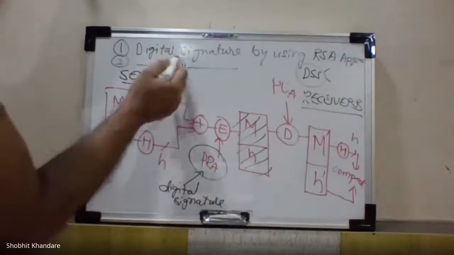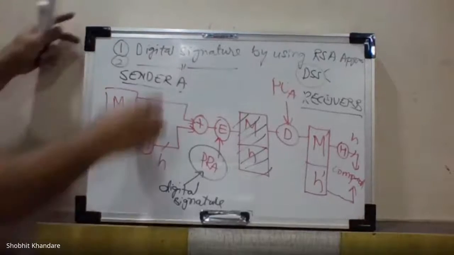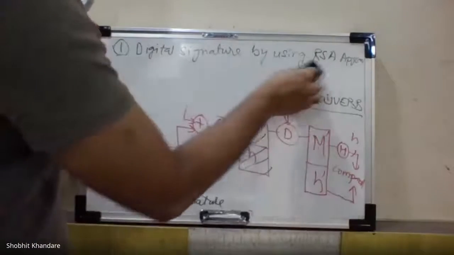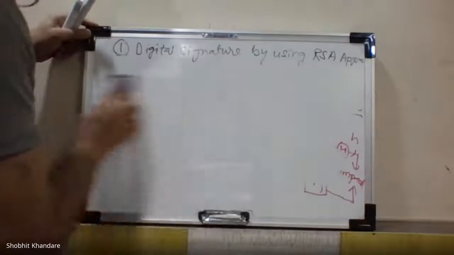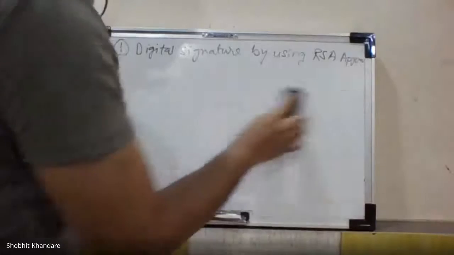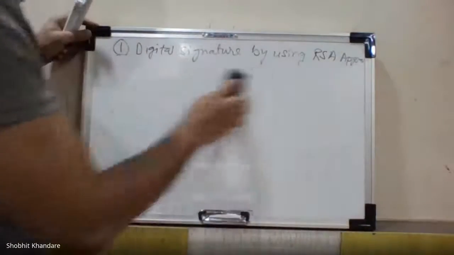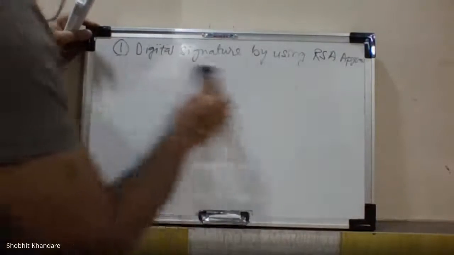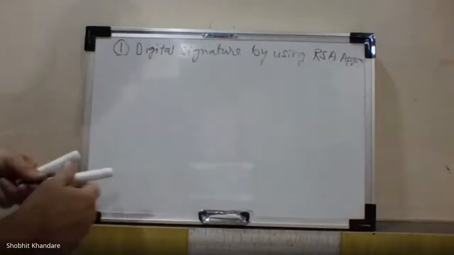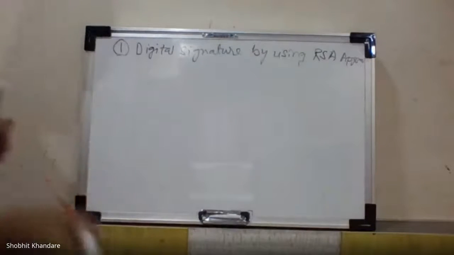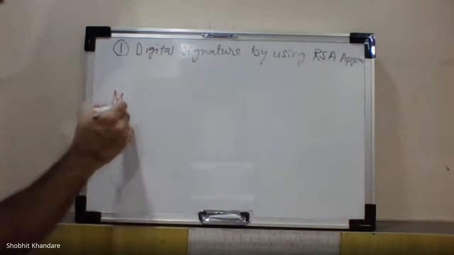So first write down digital signature by using RSA approach. Here we are not going into the detail, just an overview. We have already studied the RSA approach, but where are we implementing this RSA approach in this digital signature scenario? For that, here is a block diagram which will make you understand. Please draw this.